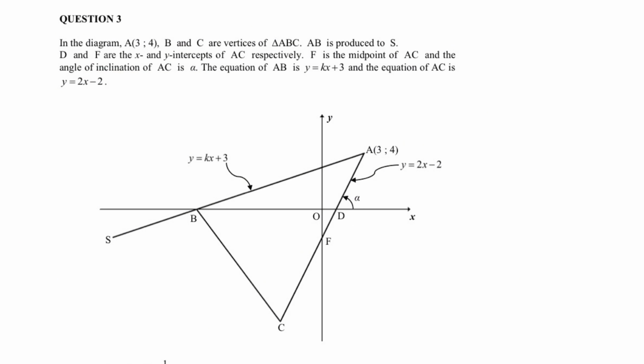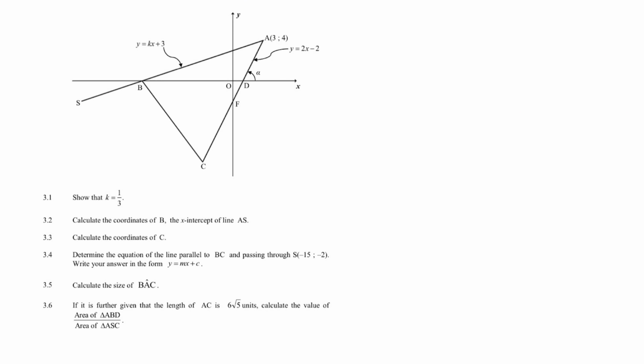The equation of AB is y equals kx plus 3, and the equation of AC is y equals 2x minus 2. 3.1. Show that k is equal to 1/3.